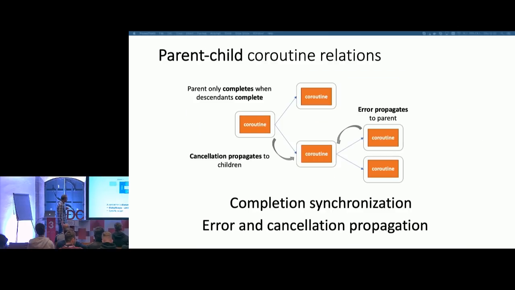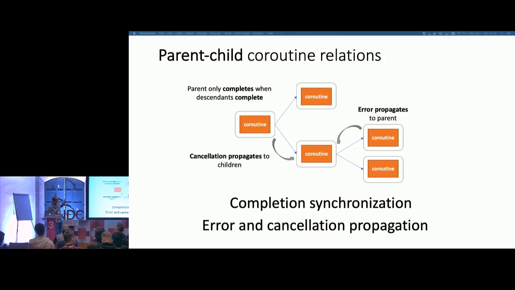So scopes allow me to have parent-child relations between coroutines. Because a coroutine is also a scope, when I launch a coroutine inside another coroutine, it will be in the same scope as the parent. Why is this scoping important? Why is this parent-child relationship important? Because it allows me to automatically propagate cancellation.